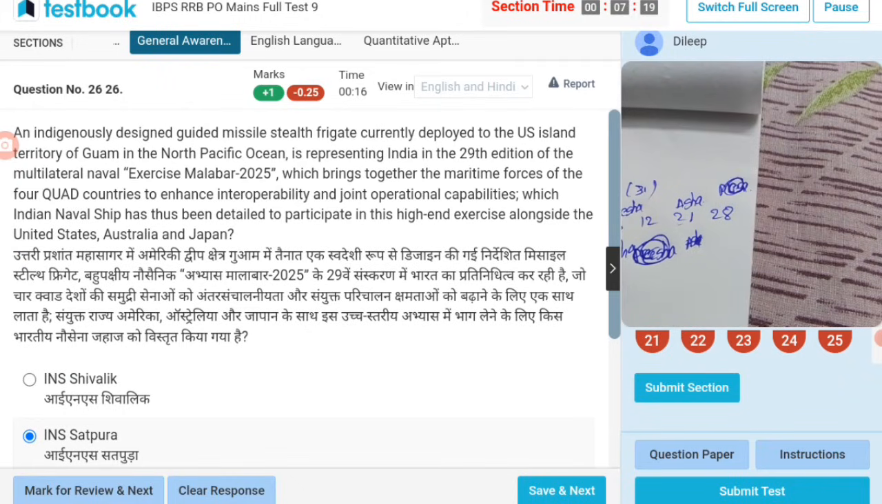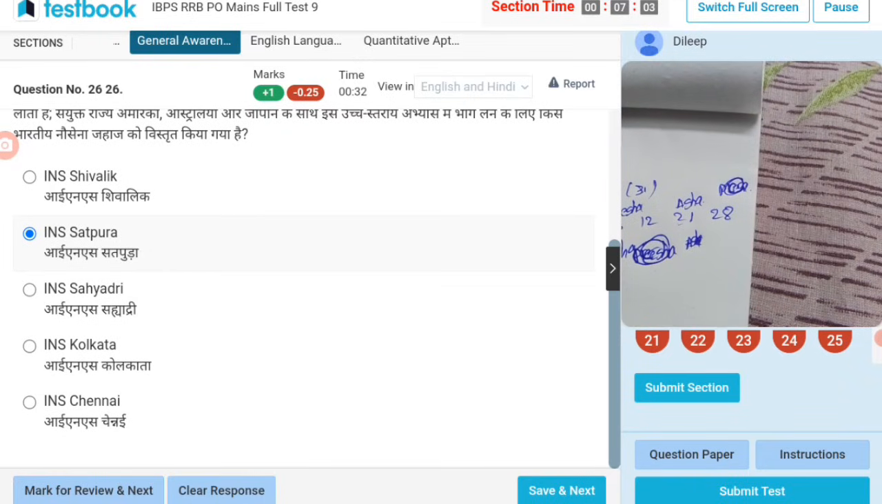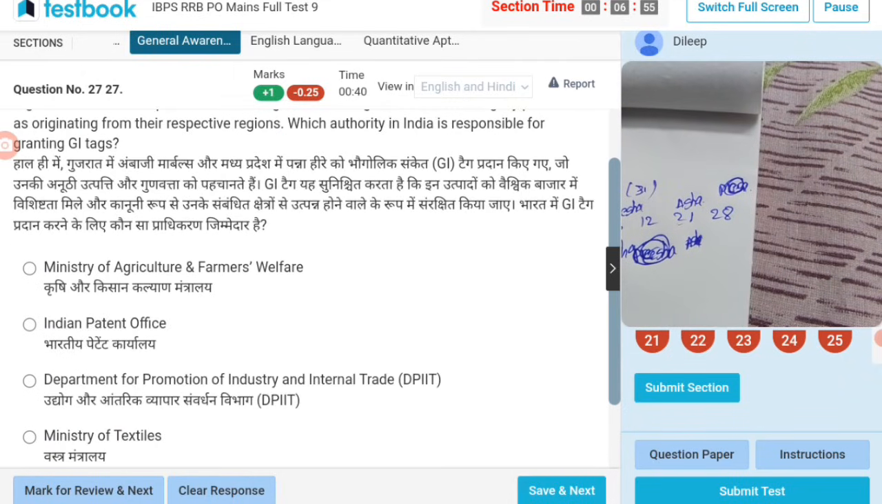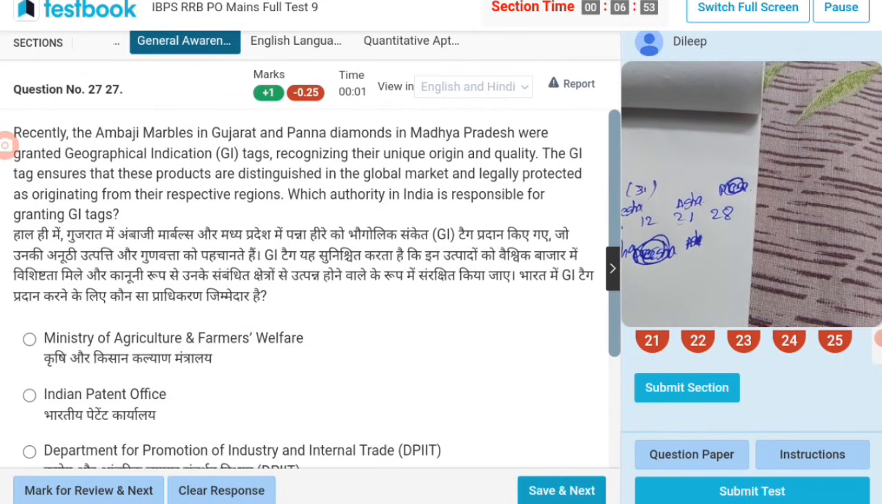Satpura, I think. Which Indian naval ship has been detailed to participate in this high-end exercise along with the United States, Australia, Japan? I think Shivalik or Satpura. Sahyadri. Ambari.